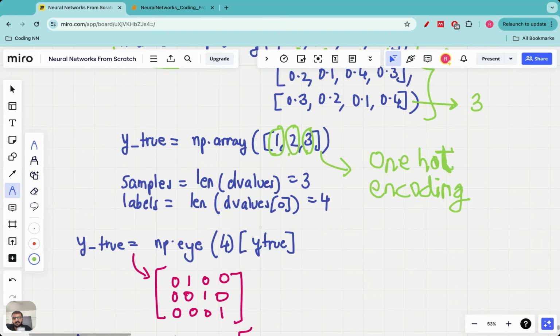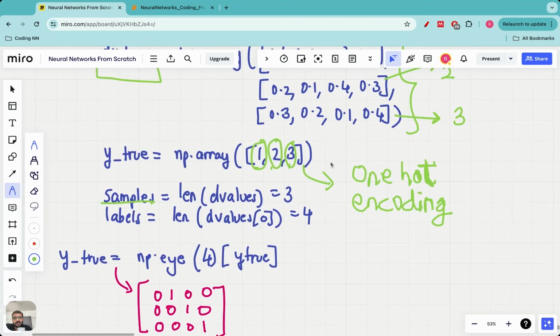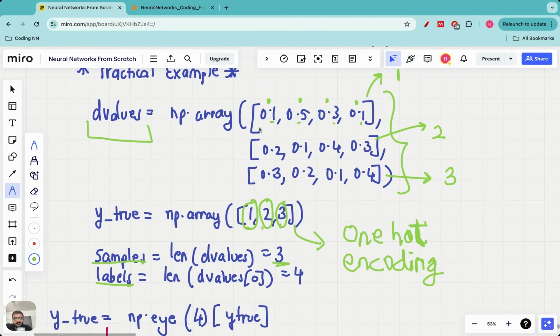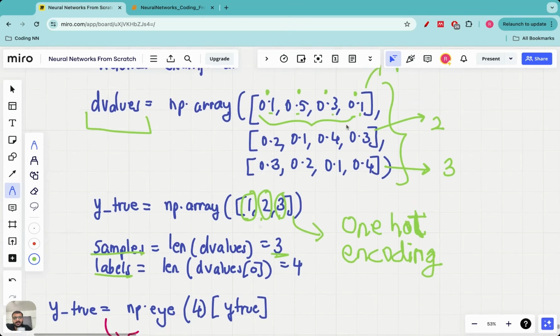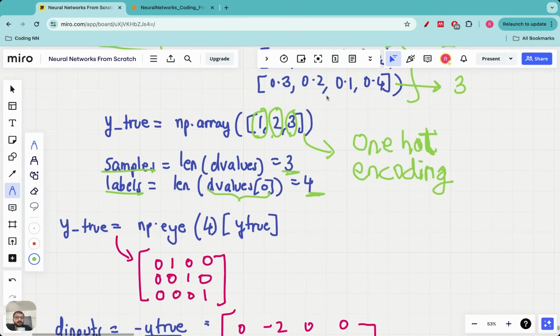We'll need two things for this. If you look at the samples, it will just be equal to the length of these D values. So there are three samples here, so that will be equal to 3. And to find the number of labels, we can look at the first row and then just count the length of it. So the first row is D values indexed by 0, and then the length of it is equal to 4. So then to do the one hot encoding of this, we use a numpy notation called np.eye. So np.eye and then 4. So 4 is the number of labels because there are 4 labels.